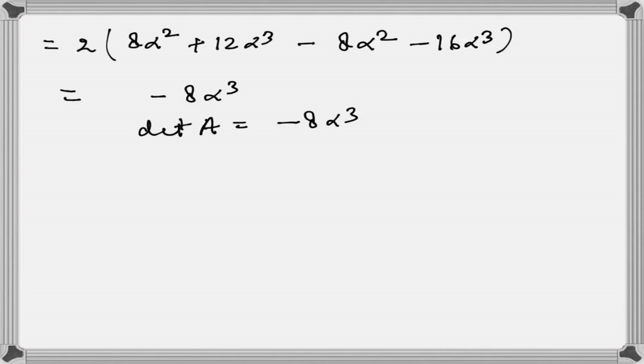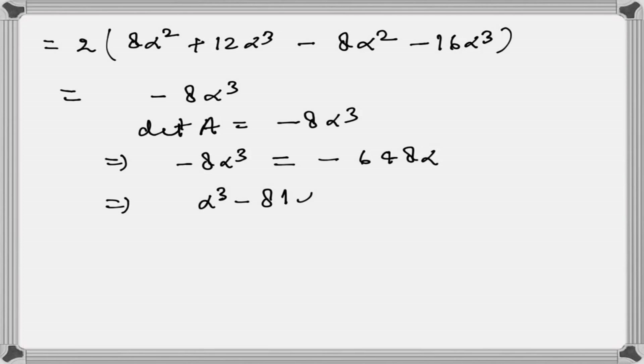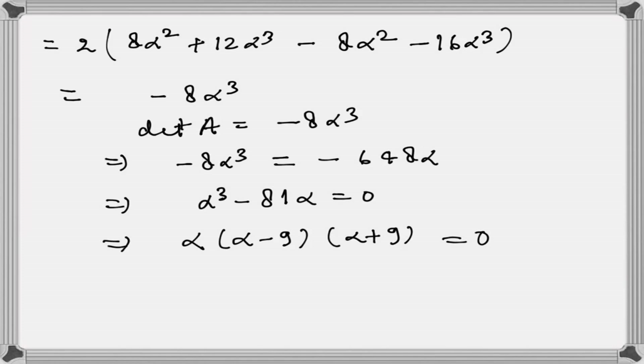Okay, so in the question it is given that the determinant A is equals to minus 648 alpha. This implies minus 8 alpha cube is equals to minus 648 alpha. So this implies alpha cube minus 81 alpha is equals to 0. This implies alpha times alpha minus 9, alpha plus 9 is equals to 0. So this implies alpha values are 0, 9 and minus 9. So these are the 3 values of alpha for which that equation holds. So this is the final answer. Okay.